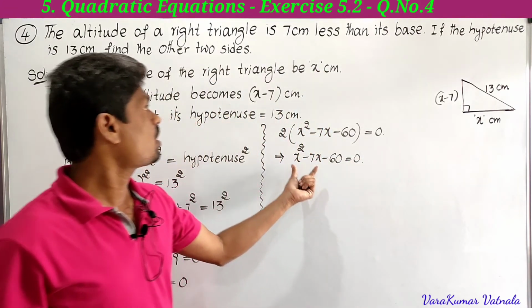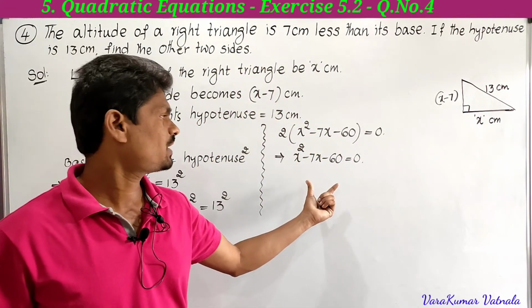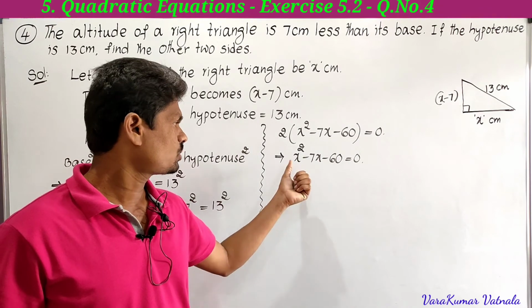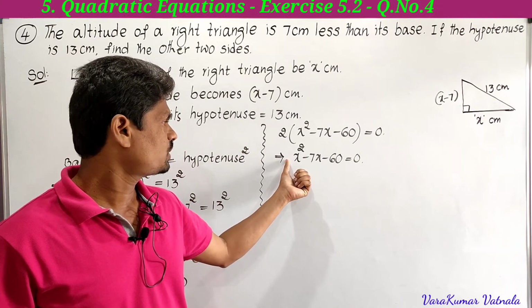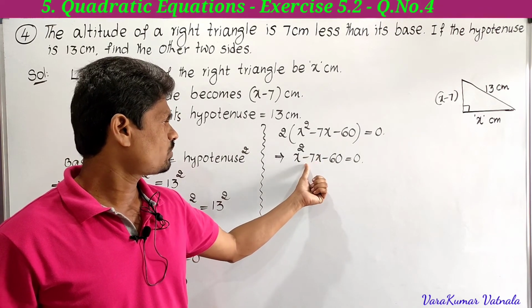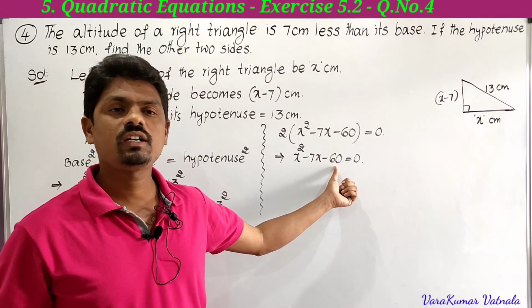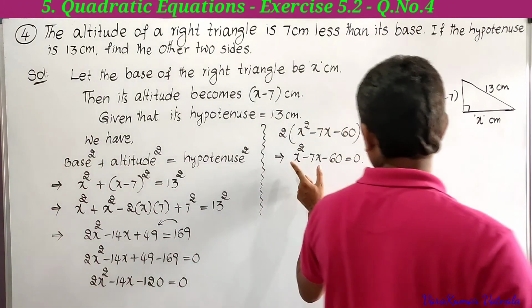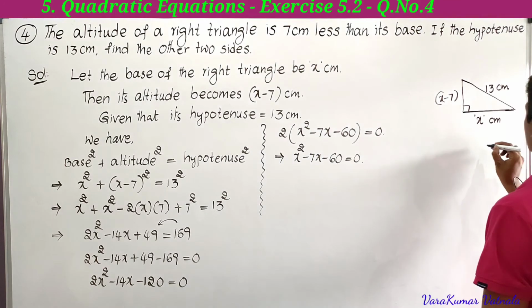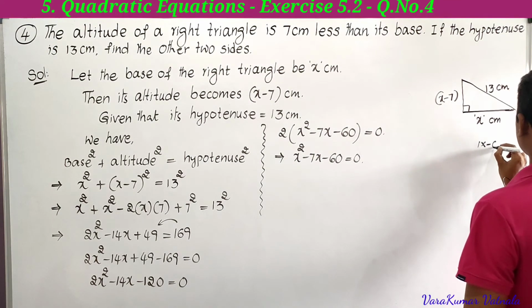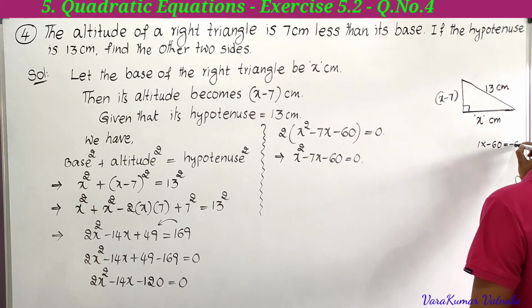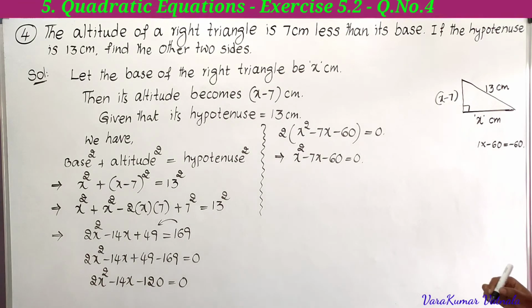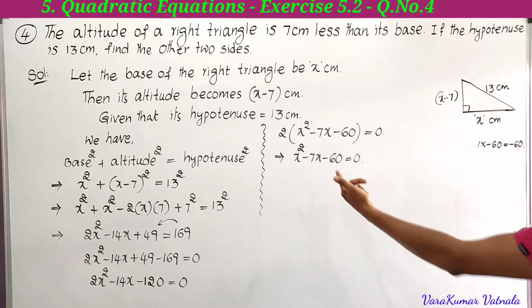So this is the quadratic equation formed from the given situation. So now we have to solve. Here the x square coefficient is 1, the x coefficient is minus 7 and the constant is minus 60. So multiply the x square coefficient with the constant. So that is 1 into minus 60 is equal to minus 60. So now we have to find factors of minus 60. Here the condition is their product should be minus 60 and sum should be minus 7.